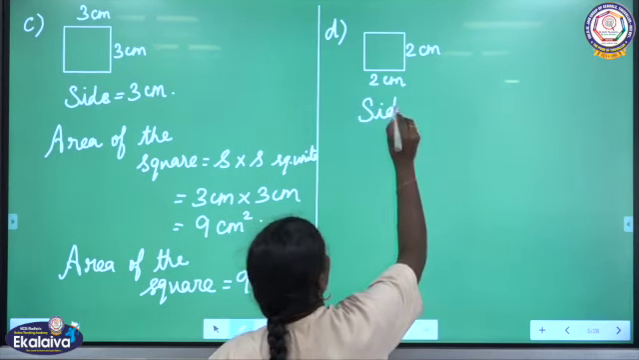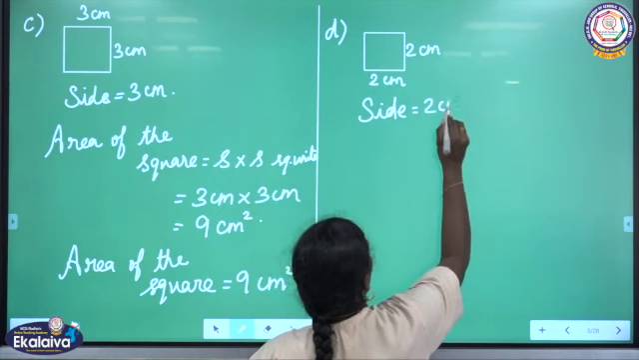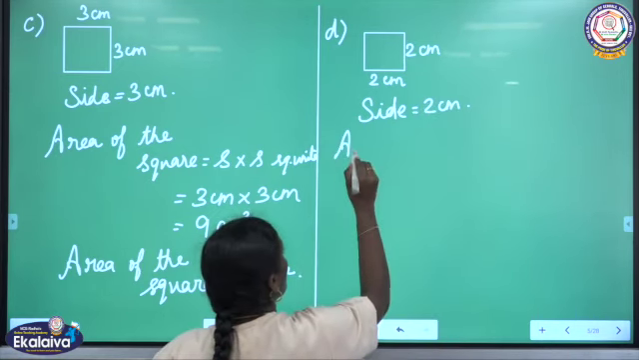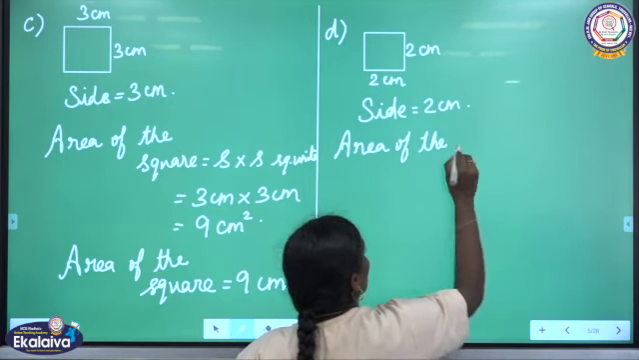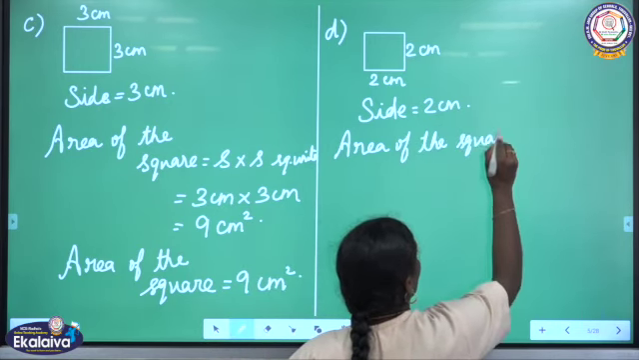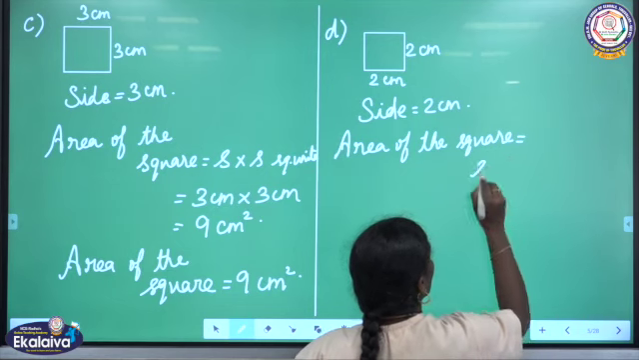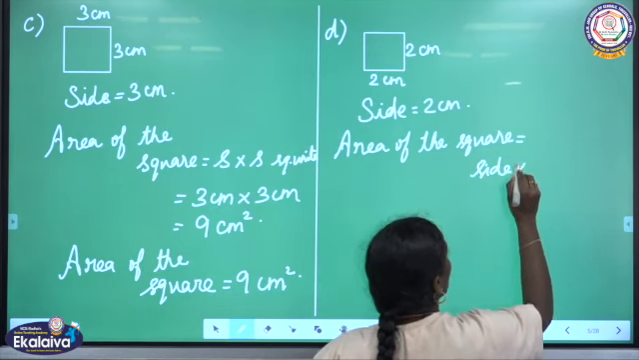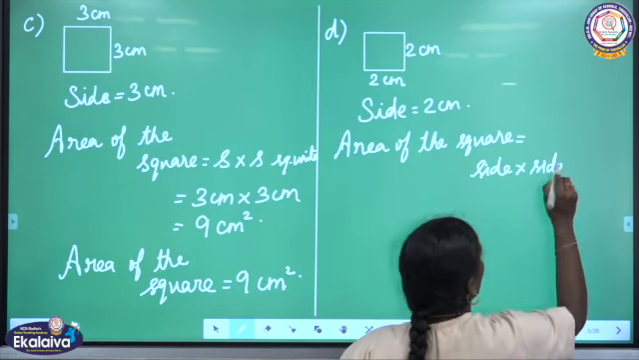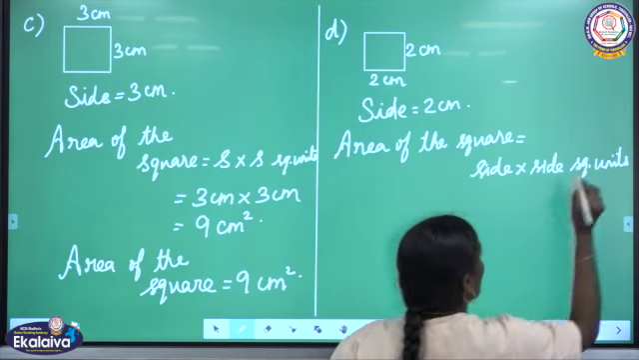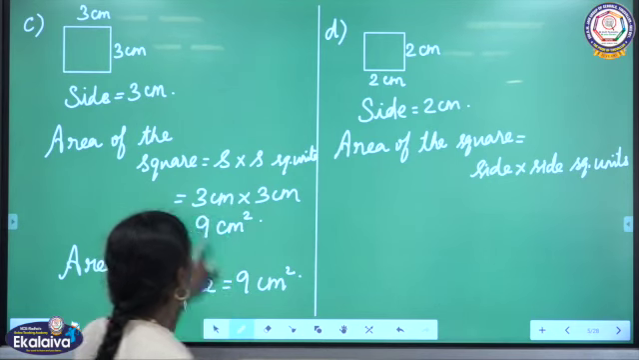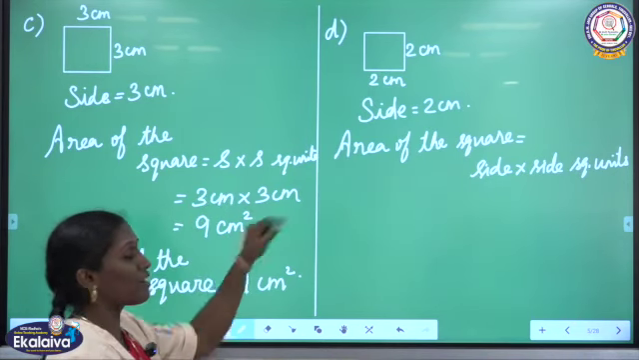The next one, here also this is a square, we are going to find the area. So, side is equal to 2 centimeter. Area of a square is equal to side into side square units. Here we can write side into side or S into S square units.